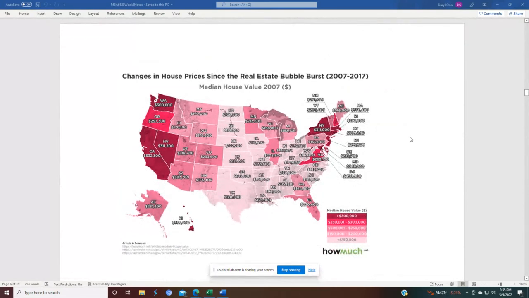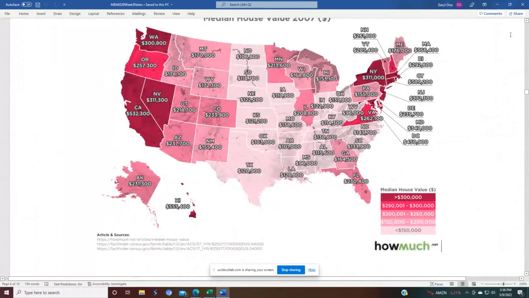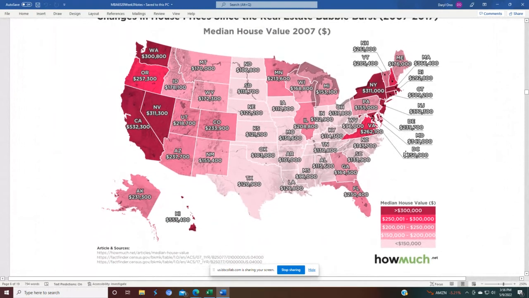Okay, so here's another map. I like this map a lot. This is a good map. What this map does through a heat map is show the average prices of houses in different states in the United States. It's going to start at the bottom where it's just a light pink and move up the spectrum. It starts at less than 150,000 and moves all the way up to greater than 300,000.